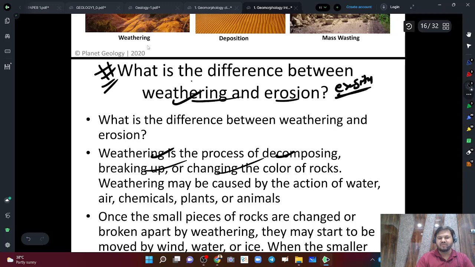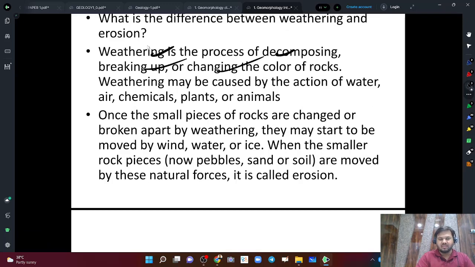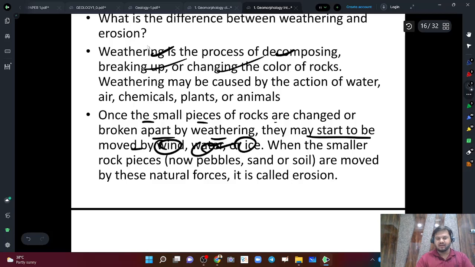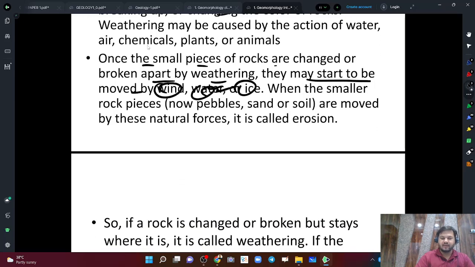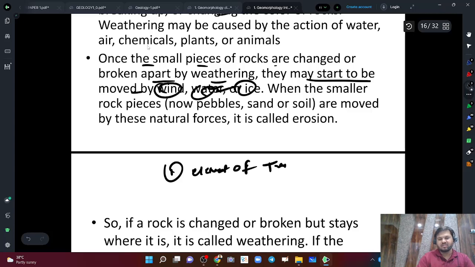It might lead to change of rocks, all these things. So once these small pieces of rock are changed or broken apart by weathering, they may start to move by wind, water, or ice, right? And this process of movement, as well as deposition, is known as erosion. So basically, in erosion, there is an element of transportation, or as Marine said, an element of displacement, right? And another thing is erosion.